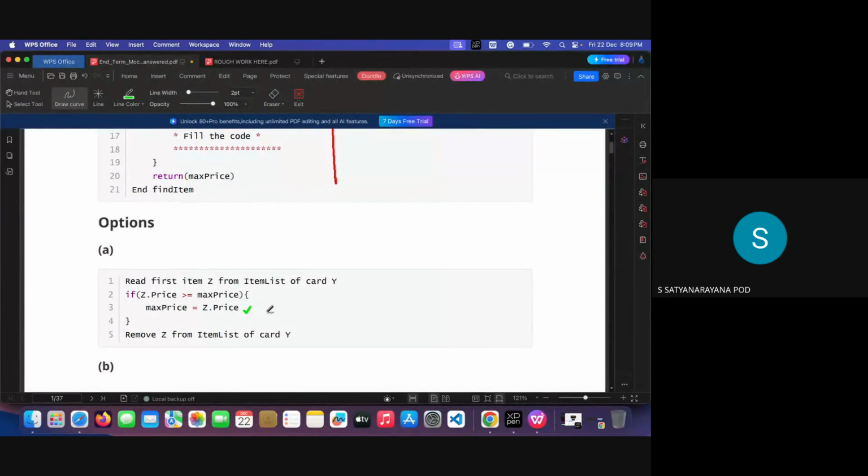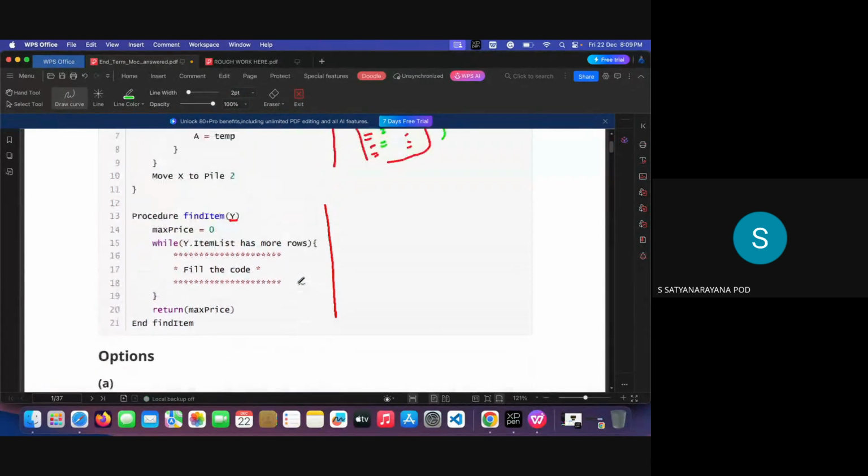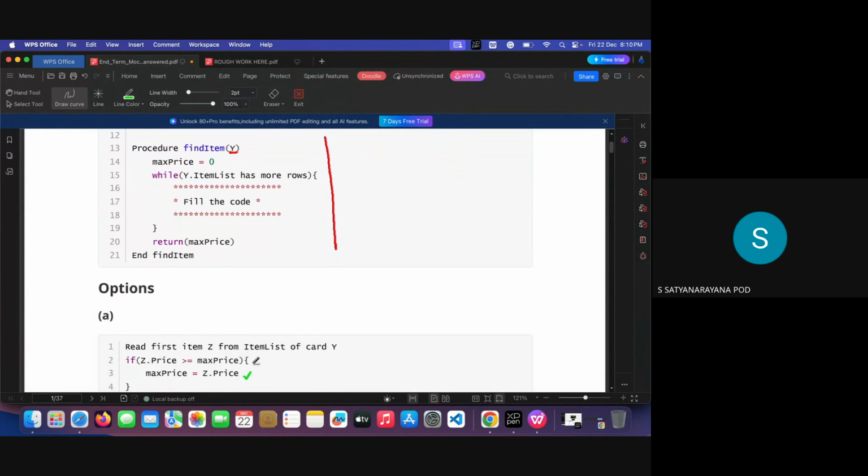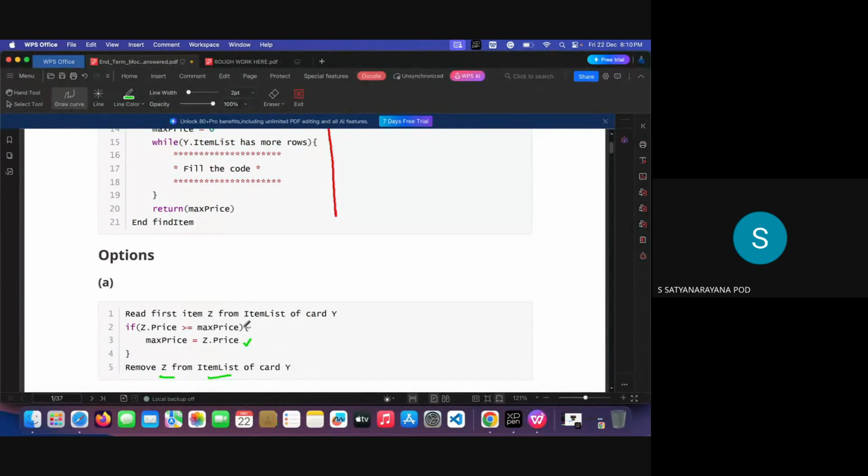Once the checking is over, the item Z is removed from the items list. Removed in the sense it goes to the next item. It goes to the next item. That is what is happening. So I hope this question is clear.